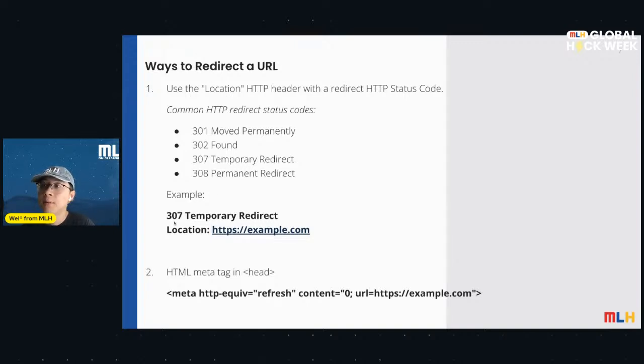So here's an example. The server can return 307 temporary redirect, and it can return a location. And the first method we saw was including an HTML meta tag in the head of the returned HTML content. And all you have to do is HTTP equiv refresh, content 0, and the URL.